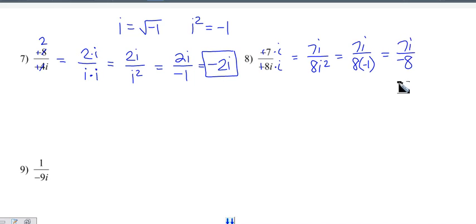So once I simplify it, it looks like this. But there's that other dilemma. I don't want to leave a negative in the denominator. So you can either push the negative to the numerator or you can bring it out front. You'll see it written both ways.